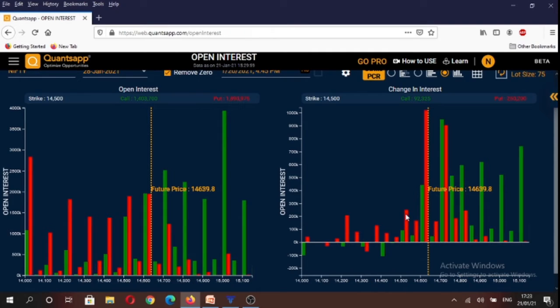And for this monthly expiry, broadly we have already discussed that max pain is at 14,400 levels, and broader range is 14,000 to 15,000 overall, and the short term range is anywhere between 14,500 to 14,700 based on the open interest data.